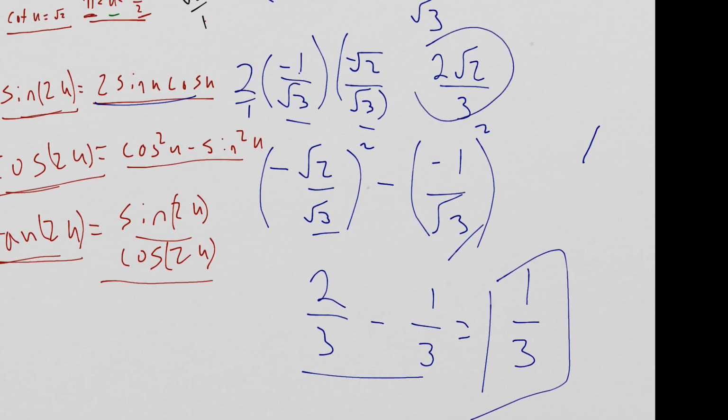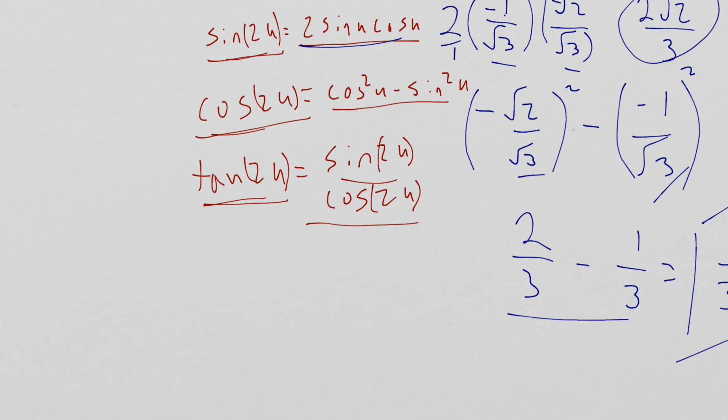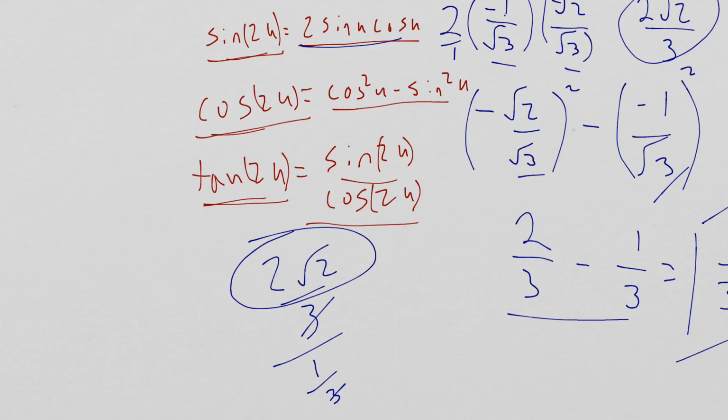And this is what sine of 2u is. So to get tangent, I'm going to divide those two. So 2 square root of 2 over 3 divided by 1/3. 3's cancel. There's your answer for tangent. Okay, hope this helps.